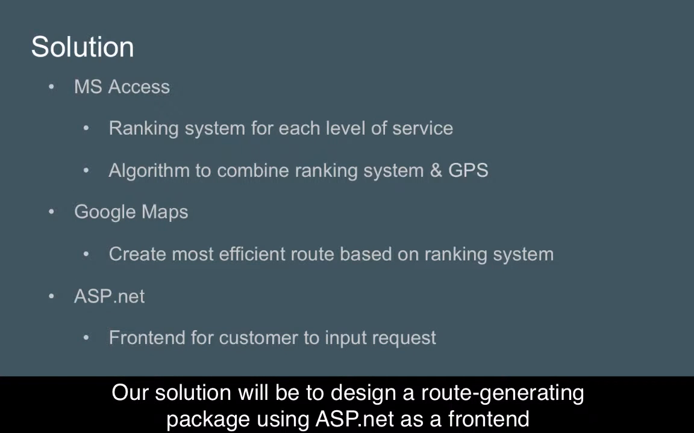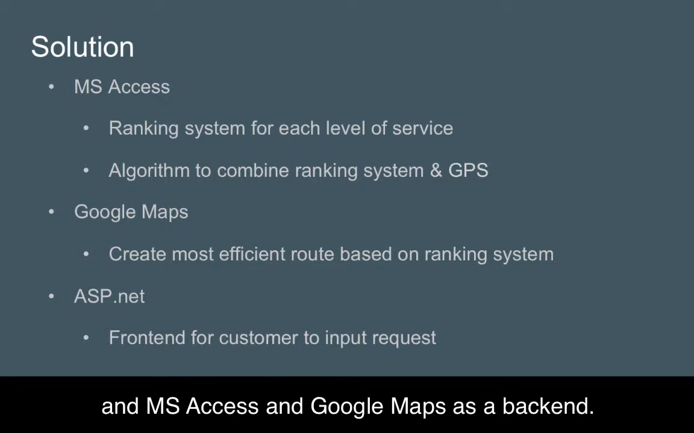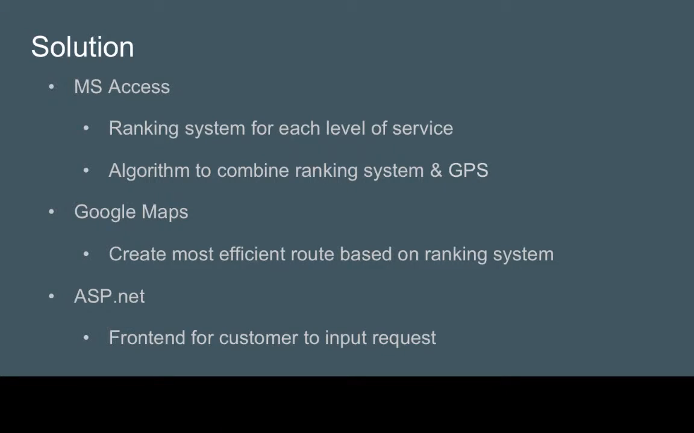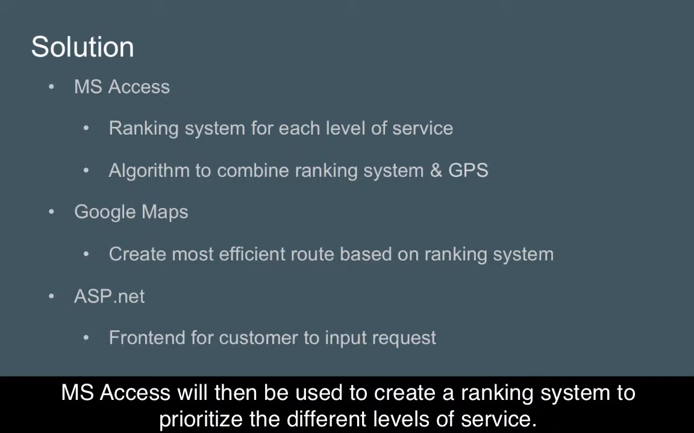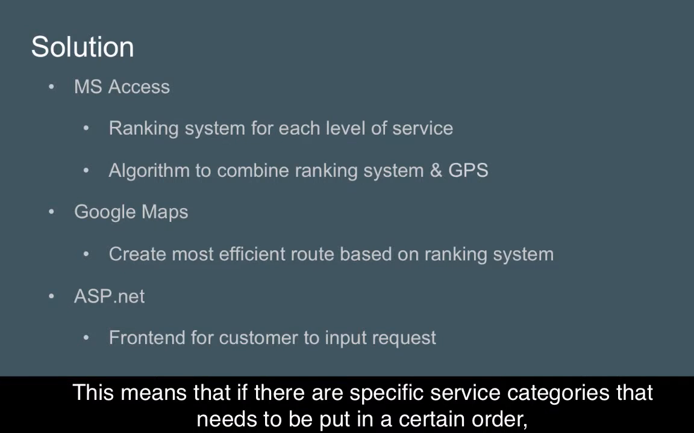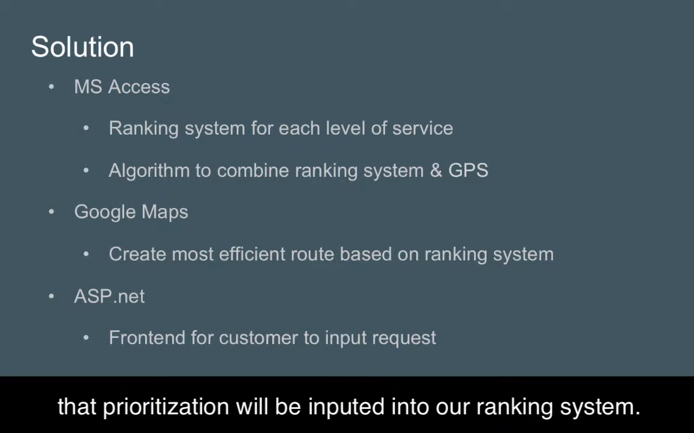Our solution will be to design a route generating package using ASP.NET as a front end and Microsoft Access and Google Maps as a back end. ASP.NET will take in customer requests in a web form and pass it to our back-end systems. Microsoft Access will then be used to create a ranking system to prioritize the different levels of service. This means that if there is a specific service category that needs to be put in a certain order, that prioritization will be inputted into our ranking system.